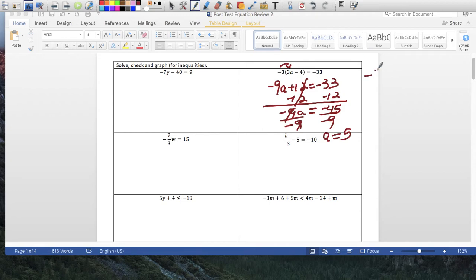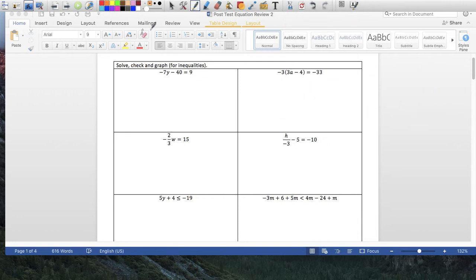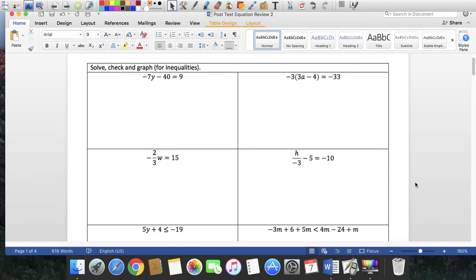So when I substitute, I get 3 times 5 minus 4 equals -33. -3 inside the parentheses, I have 3 times 5 is 15, and 15 minus 4 is 11 equals -33. I can multiply now, and I get -33 equals -33. So that's nice and simple. I can make this a little bigger for you.